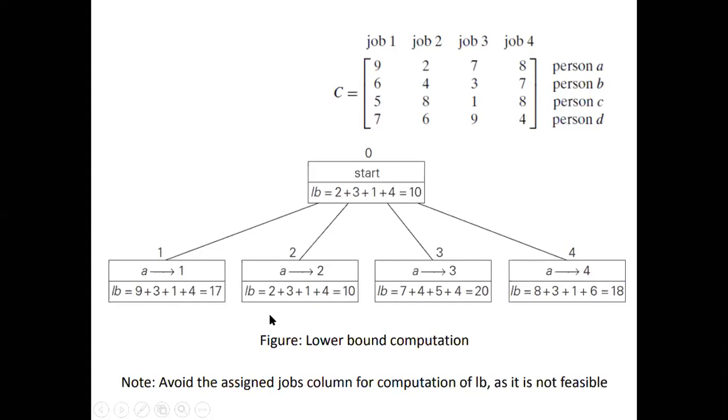Now, some of you may have doubts, saying that we already stated the constraint over here, in each column.